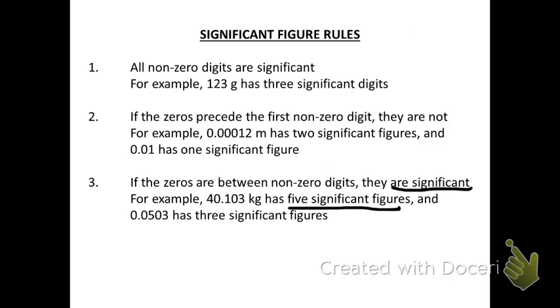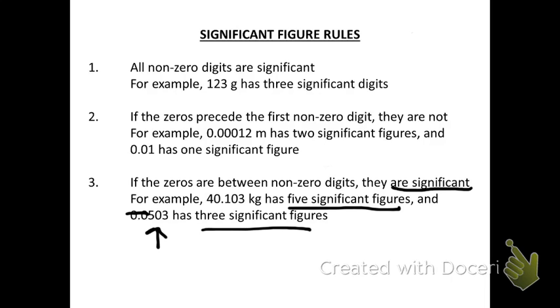Alright, here's the other example. You have 0.0503. Well, the first 2 zeros come before the number, so they're not significant at all. So we cross those out. But the other 0 comes between a 5 and a 3. Therefore, this 0 here is significant. And we have 3 significant figures in my answer.